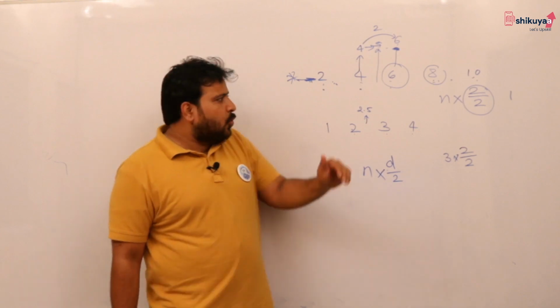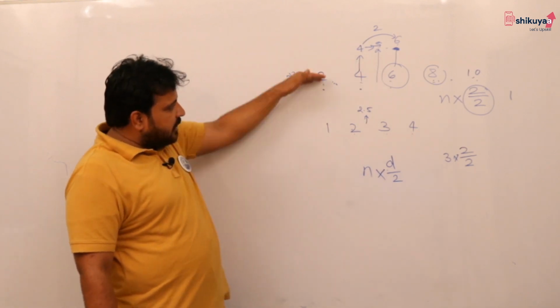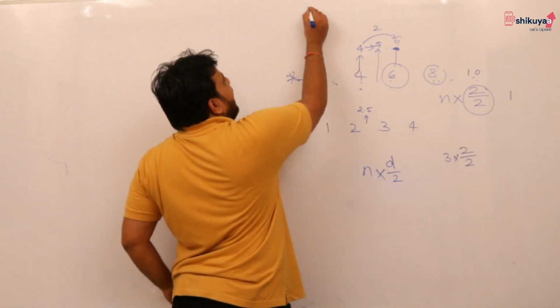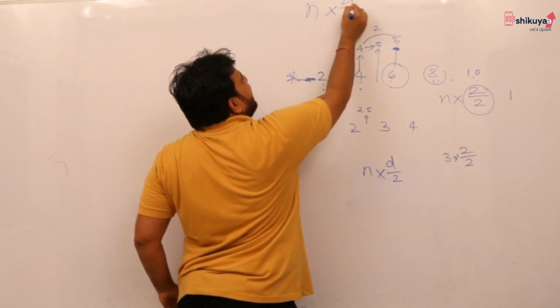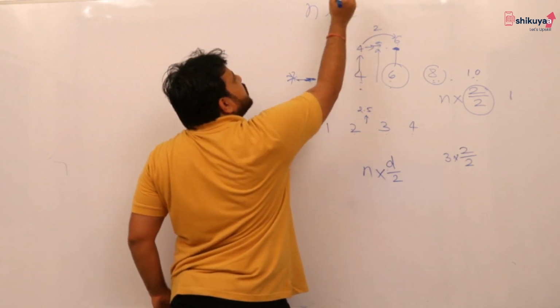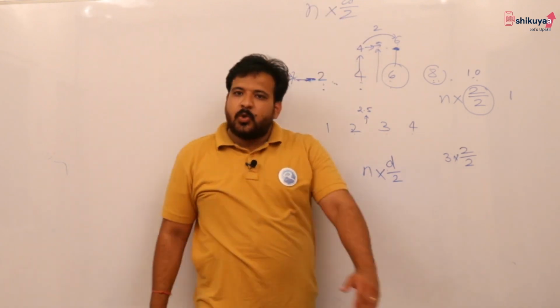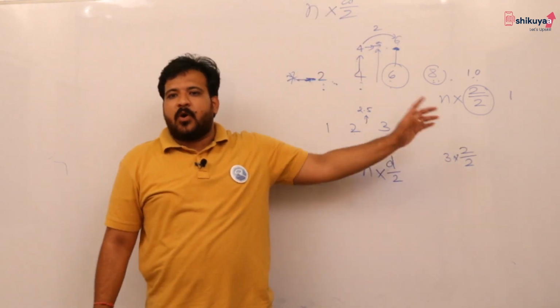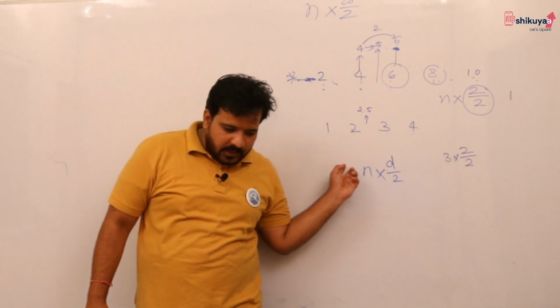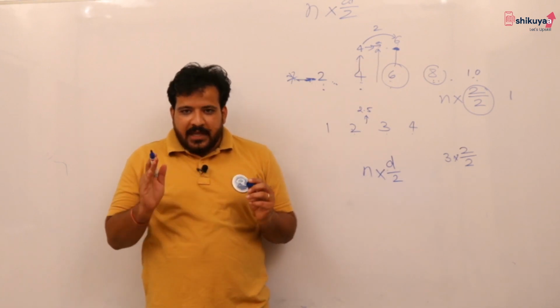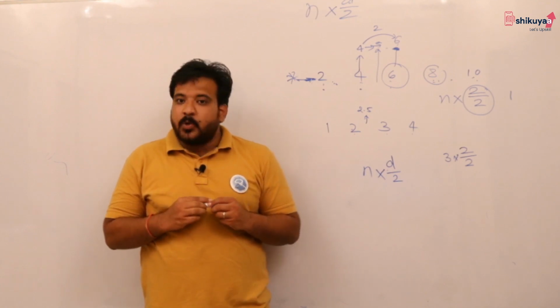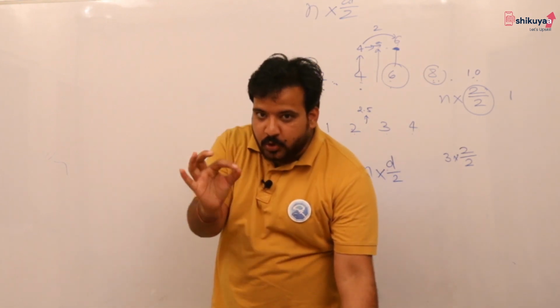Correct? Now you can use this formula, n, that is the number of numbers being added, into d by 2, that is the difference between two consecutive numbers divided by 2, for any problem of this kind. Are you getting my point? I would request you all to watch this video again and again so that you will be able to learn the basic approach to the problem.